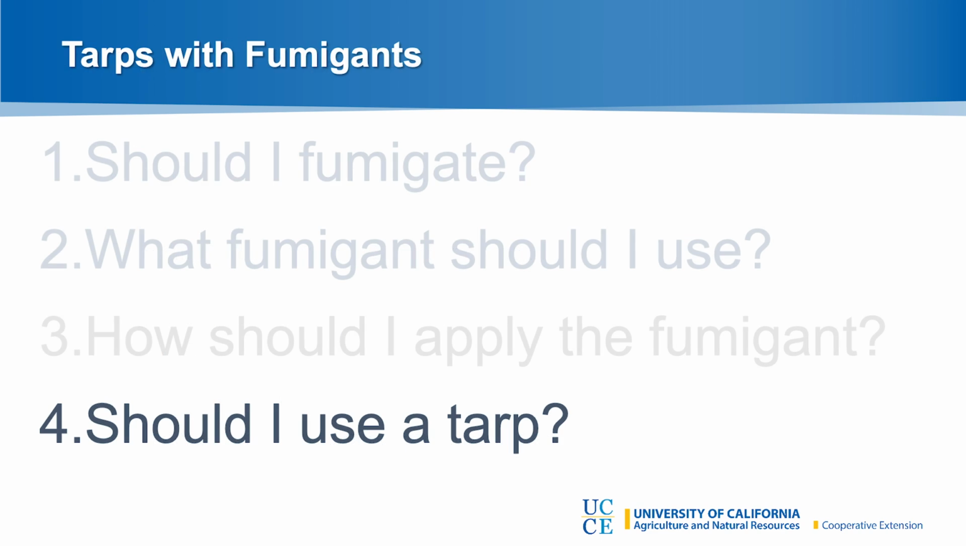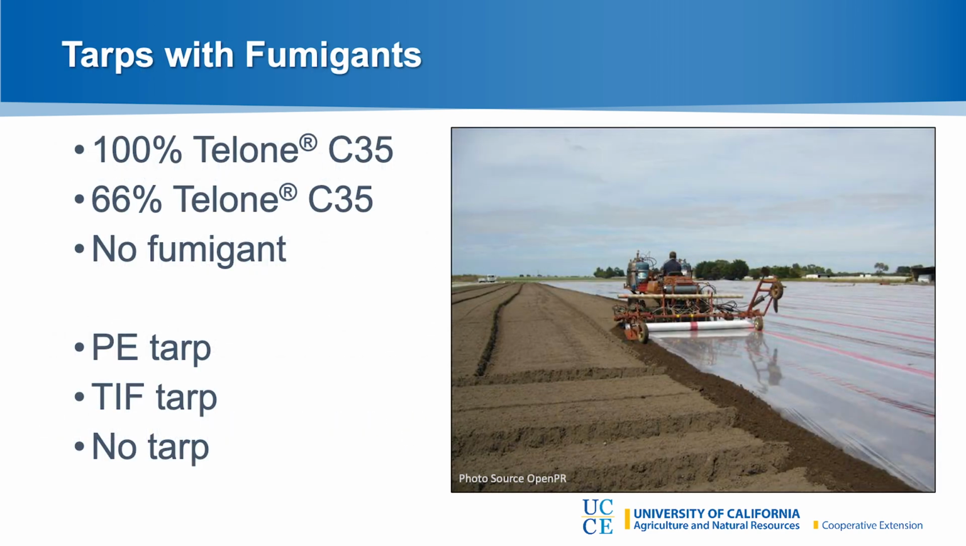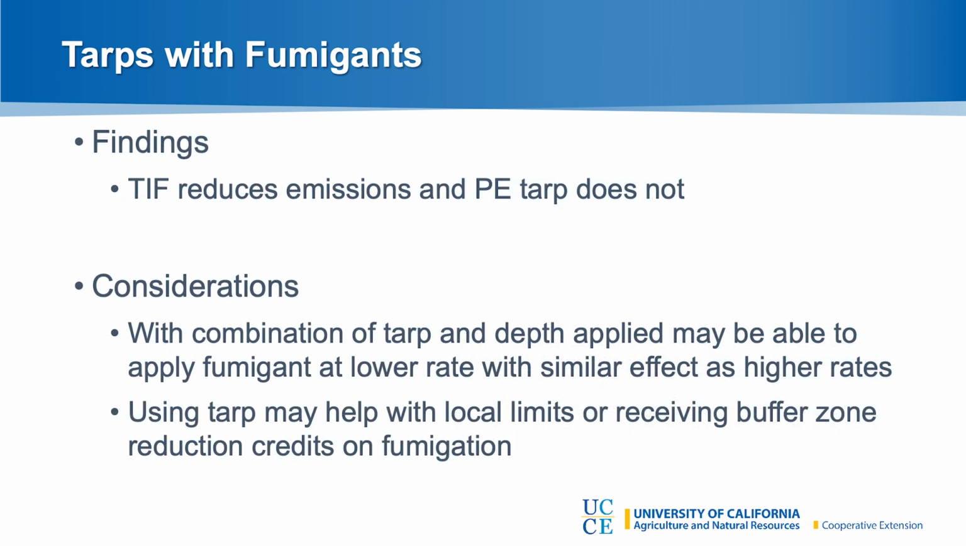Tarps, it's more common now, but back in the day it was less common, so we looked into it. So we played around with different depths, both with PE and TIF tarp. He found, and I think most people know this now, that TIF tarps are the ones that actually reduce the overall emissions. PE tarps don't. They are porous. Plastics are porous. They can let gas through. So polyethylene, that's what PE tarps are, allows gas to go through. So it's not really that helpful in keeping the gas in the soil.